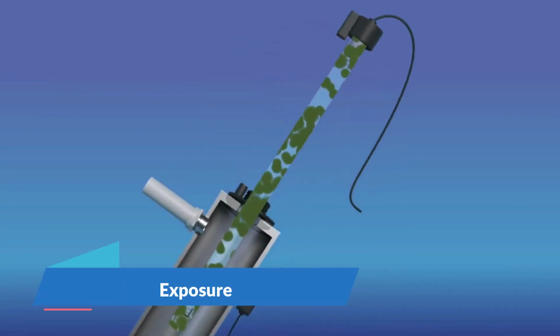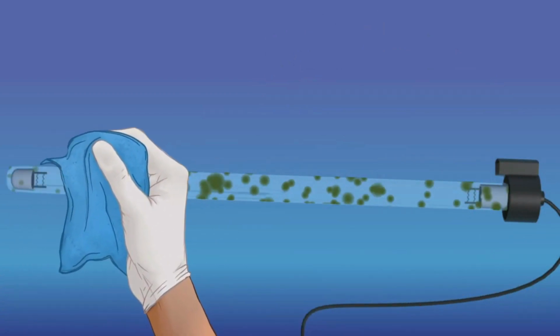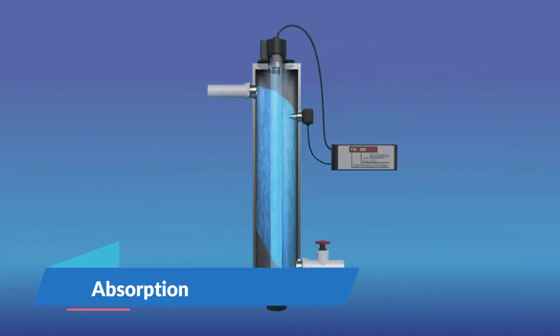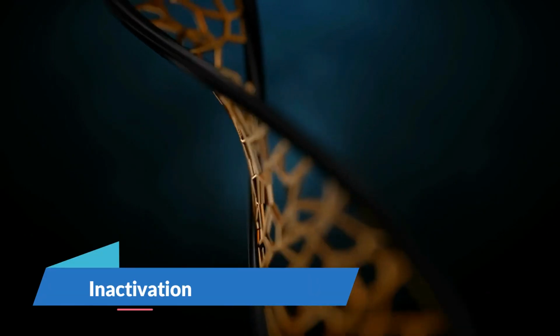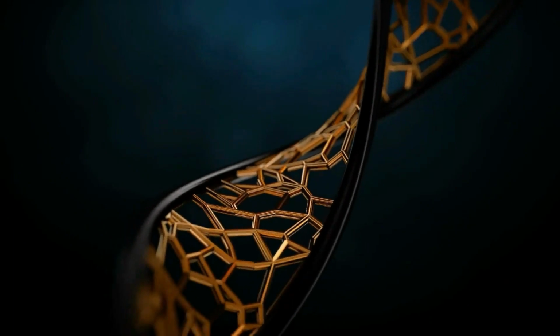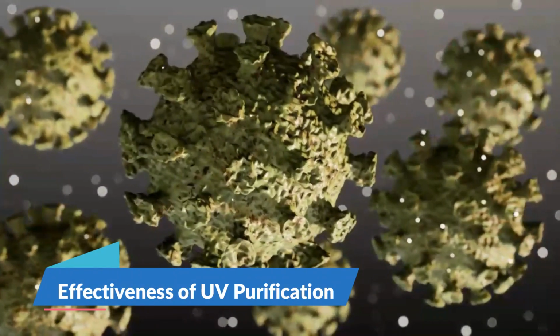1. Exposure. Water is exposed to UV light as it flows through a chamber containing a UV lamp. This lamp emits UV light at the germicidal wavelength. 2. Absorption. The UV light penetrates the cells of microorganisms and is absorbed by their DNA and RNA. 3. Inactivation. The absorption of UV light leads to molecular damage in the DNA and RNA, preventing the microorganisms from replicating or functioning. Effectiveness of UV purification.